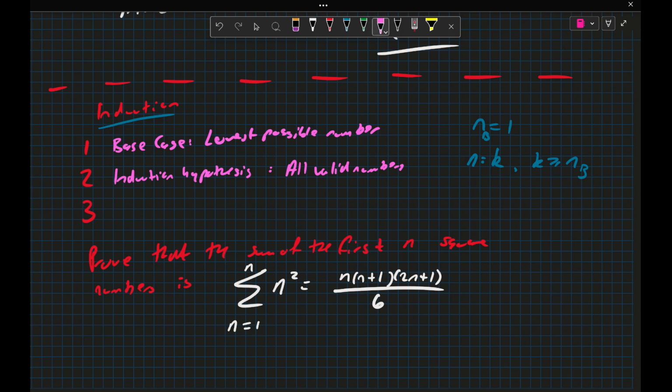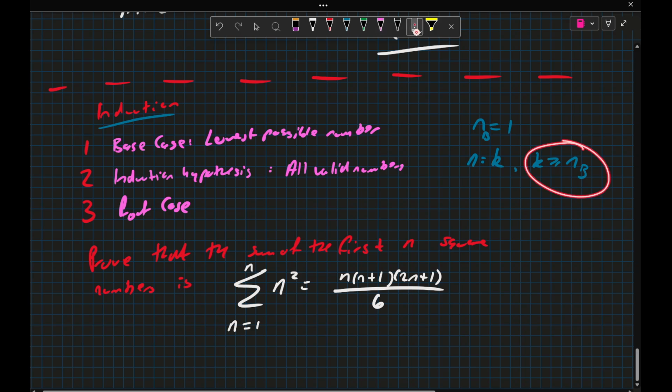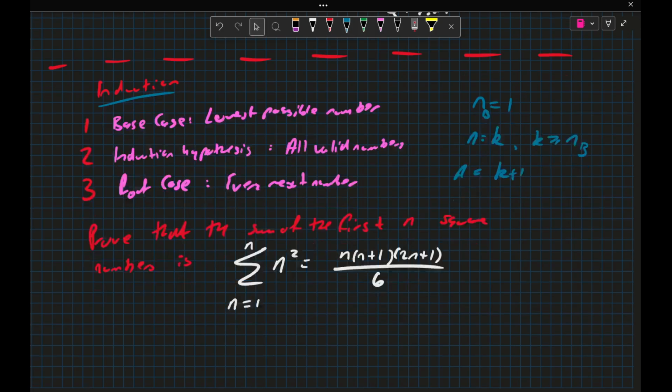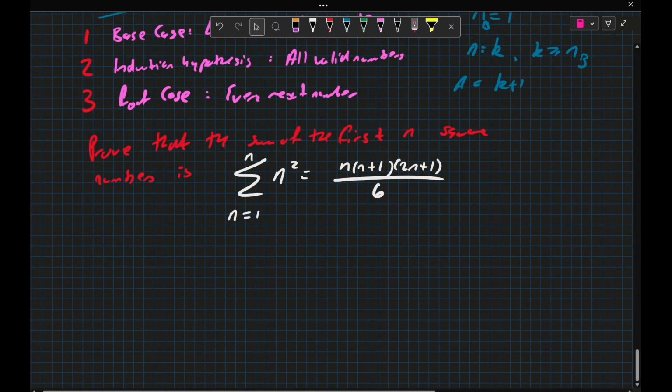Now the last one is called the proof case. This is where you say, okay, it's true for some number greater than the base case. Let's see what happens if we do the number right after it. So this is just a case for every next number. How you do this, you set the required variable equal to k plus 1, where k plus 1 is the number after k, bigger than the base case, which we assume works. So the steps, when I describe them, just sound a bit odd. So I'm going to go through a couple of examples, starting with this one.